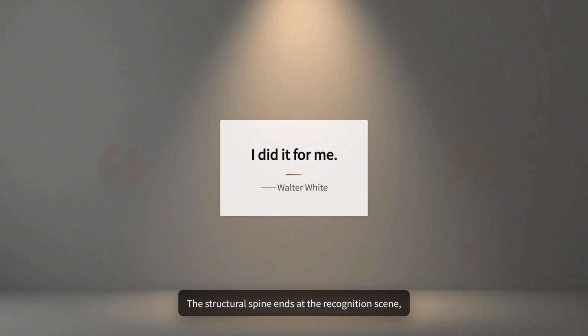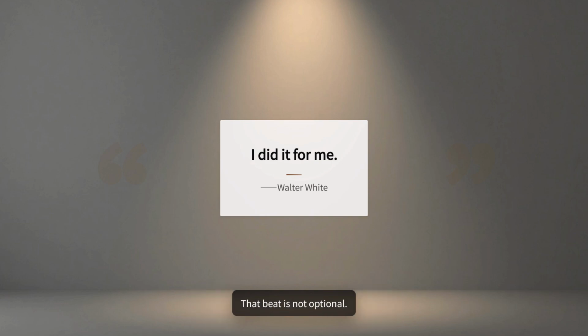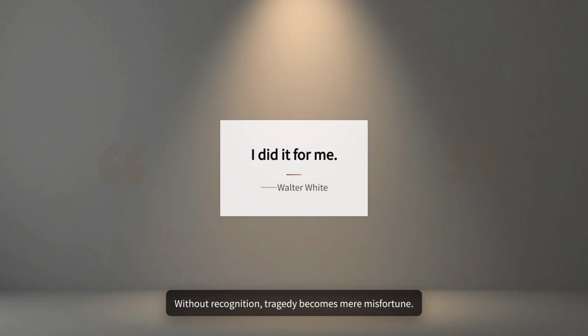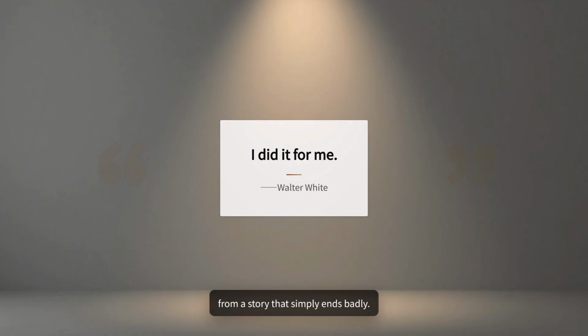The structural spine ends at the recognition scene, the moment the protagonist understands, too late, what they have done and why. That beat is not optional. Without recognition, tragedy becomes mere misfortune. Three hallmarks separate true tragedy from a story that simply ends badly. The fatal flaw is connected to the protagonist's greatest strength. Ambition, pride, love, loyalty, the virtues and the flaws are inseparable. The reader sees the fall before the protagonist does. That gap is where the tragic tension lives.